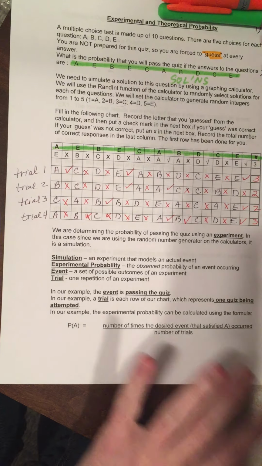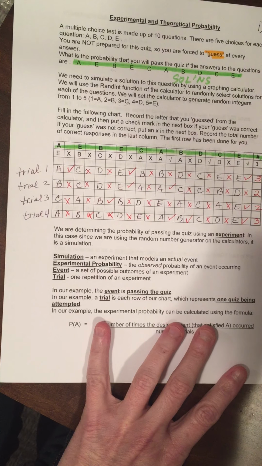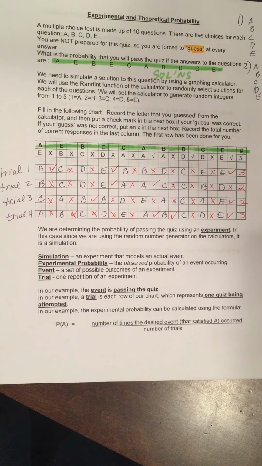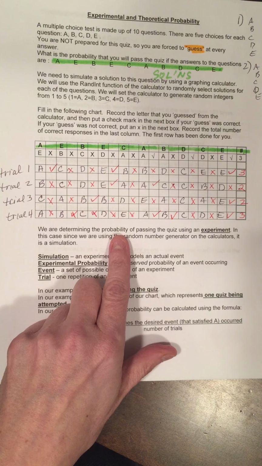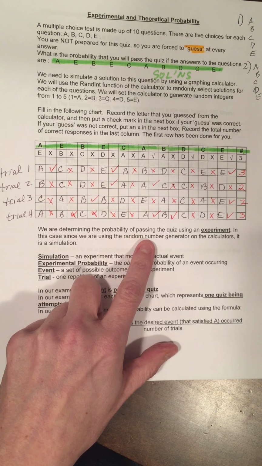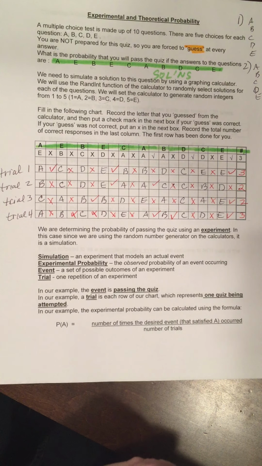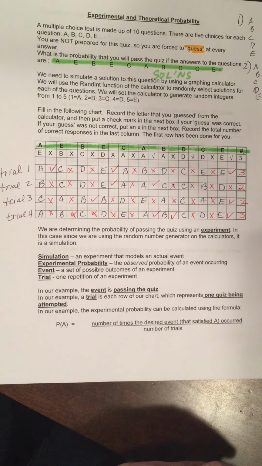Okay, so now let's talk about why we're doing this. We're doing this to discover some new vocabulary. And what we're doing is we're looking at the probability of passing a quiz. And that's our experiment. That's what we were playing around with. Could I pass this quiz? And I didn't. I took 4 pretend quizzes and I didn't pass one.